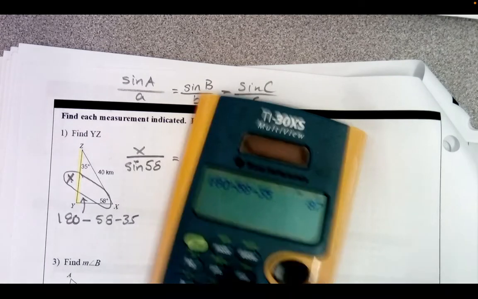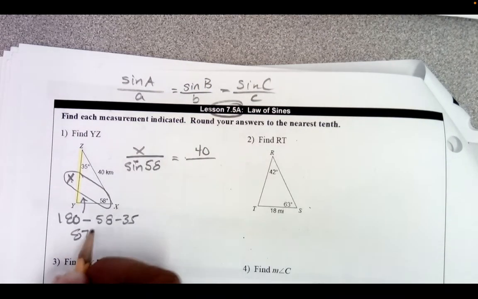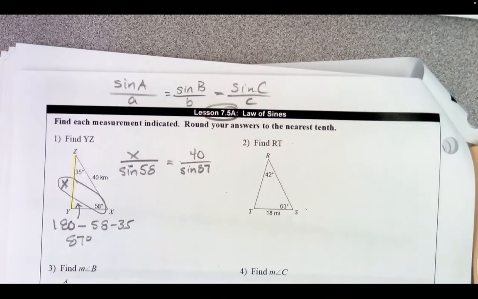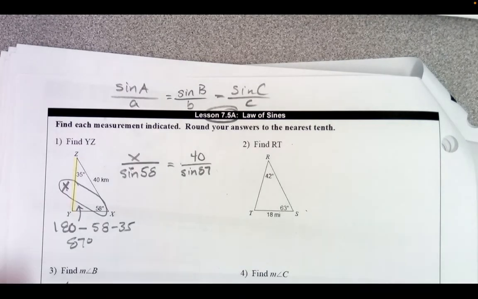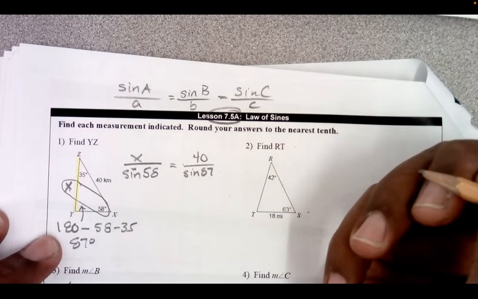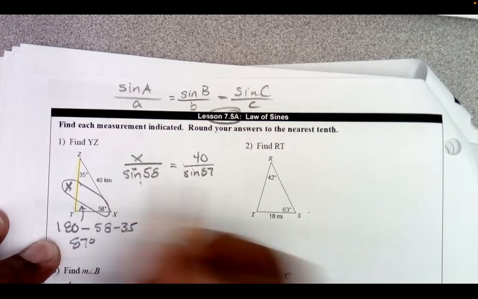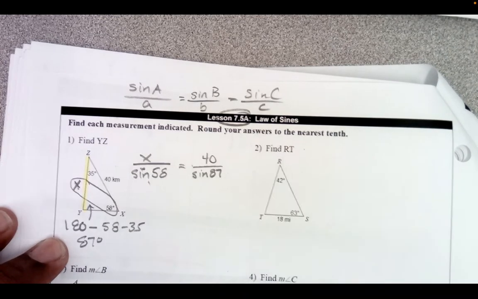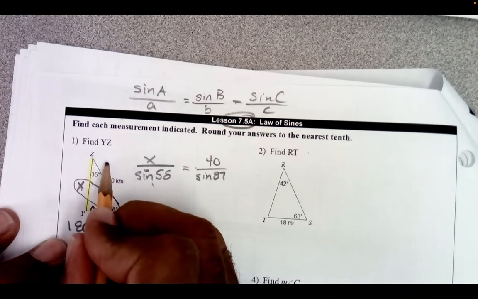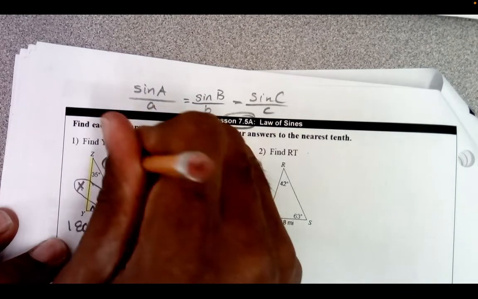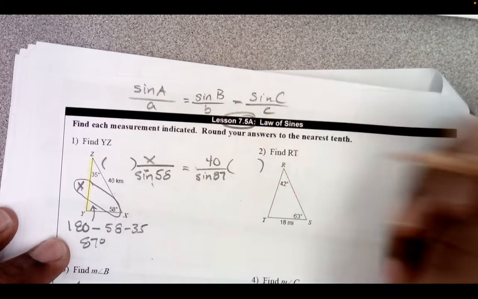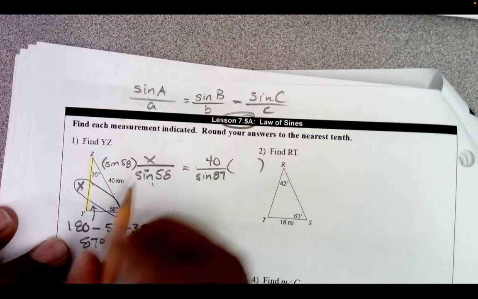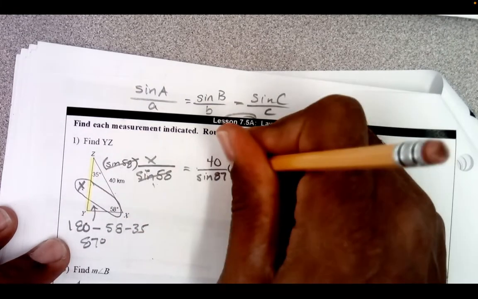So if I'm missing the angle that I need, I just subtract. That means it's 87. So that's that missing angle, and now that's going to be the sine of 87. Now what do I do to both sides to get x by itself? No, not divide by 40. Not cross multiply. I could cross multiply, but what could I do in one step? Multiply not just by 58, but the sine of 58, that whole expression, so that will cancel it from both sides.